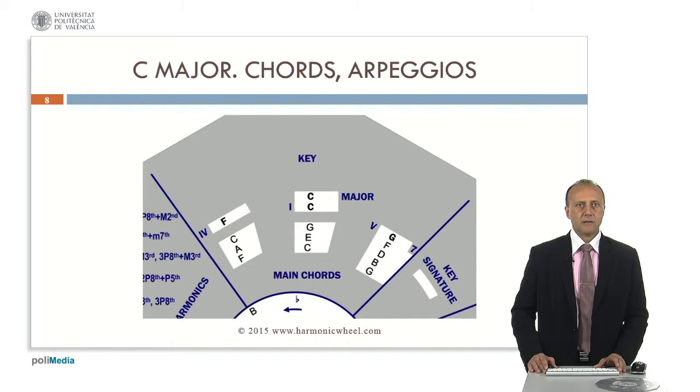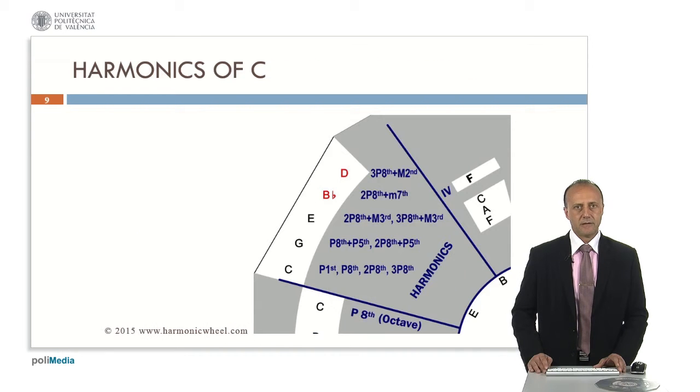In the upper part, we find the three main chords in C major: the tonic C major with notes C, E, G, the subdominant F major, which notes are F, A, C, and the dominant seventh, G seventh, which notes are G, B, D, and F. Here we find the harmonics of note C. We can see the note G, which is the most important one from C, then note E and the other harmonics B flat and D.